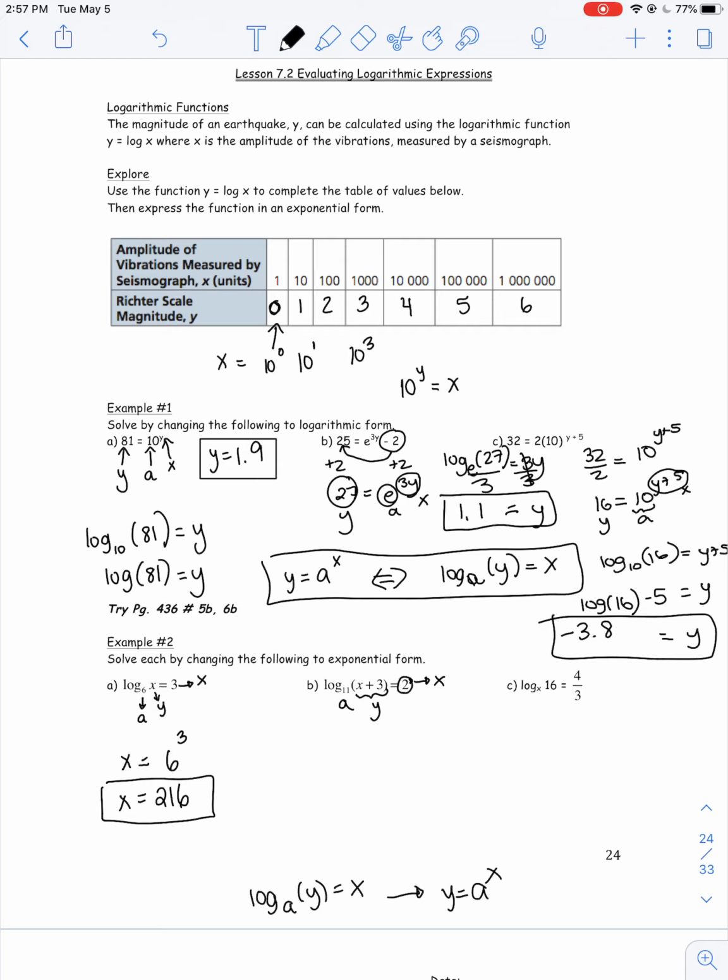Here, our 11 is our a, this x plus 3 is our y, and this 2 is our x. So it's always going to be y equals, which is x plus 3 is equal to a, 11 to the power of x, which is 2. So x plus 3 equals 11 squared, and that's equal to 121. And then we're going to subtract 3 on both sides. 121 subtract 3 is equal to 118. And that's our answer.